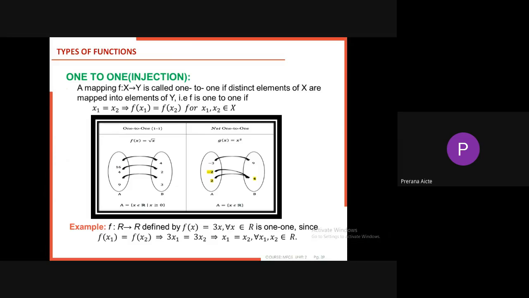First one, the one to one function. It is also called an injection function. If you map distinct elements of X to distinct elements of Y, then it is called one to one mapping. So let us see here: 16 is mapped with 4, 4 is mapped with 2, 9 is mapped with 3, so it becomes a one to one function. Here it is not one to one. Why? Because minus 2 and 2 are both mapped to 4. So it is not a one to one function.